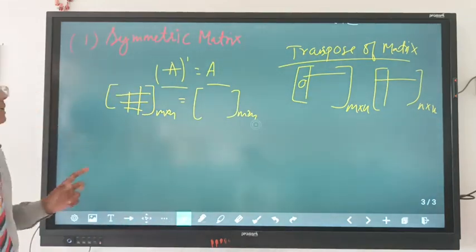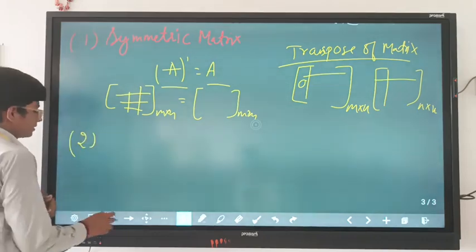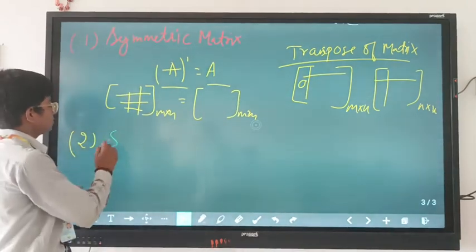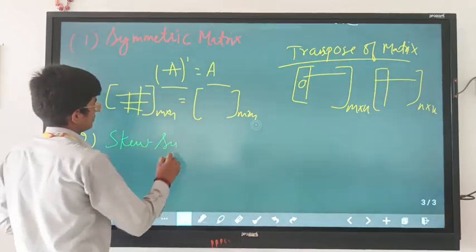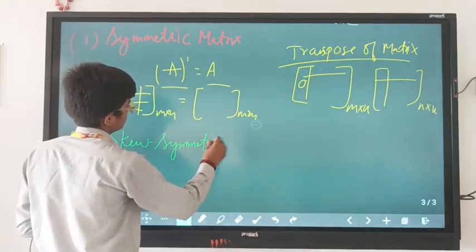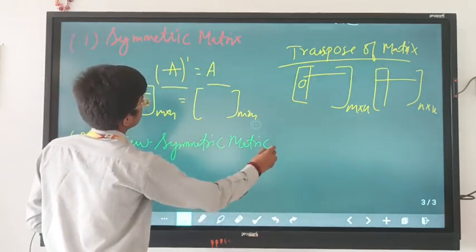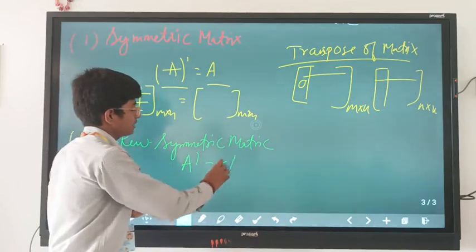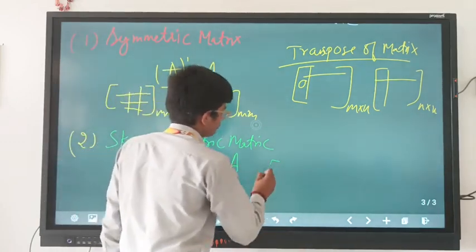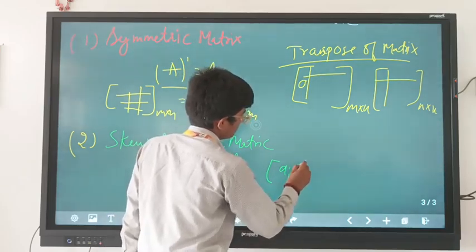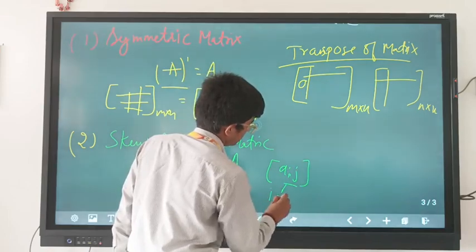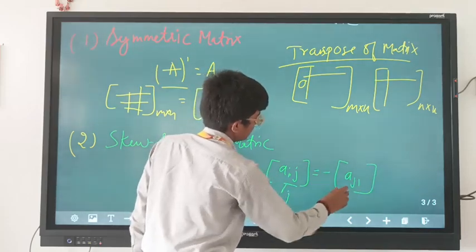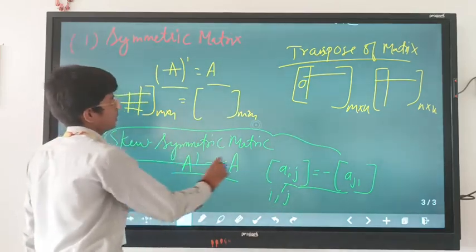And our second one is the skew symmetric matrix. If we have a matrix A such that its transpose is equal to minus A, that means for all possible values of i and j, the element Aij satisfies Aji equal to minus Aij, then it is a skew symmetric matrix.